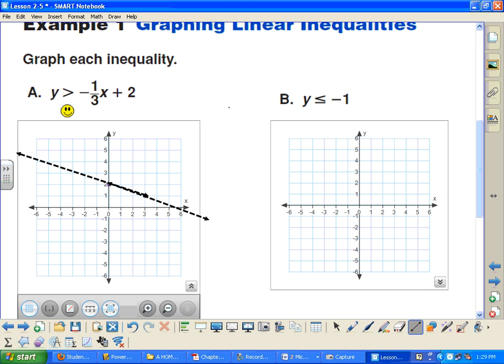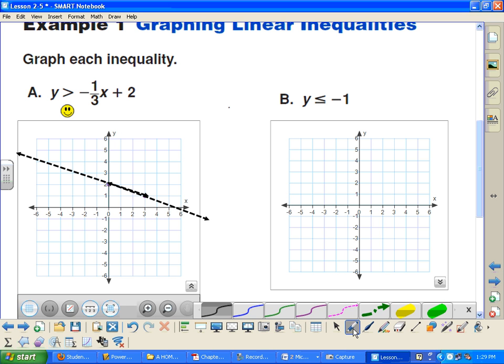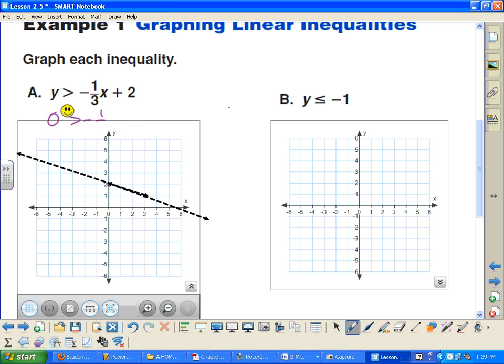Now, to determine where to shade, what's the easiest point to use? 0, 0, the origin. If I put 0 in for y and 0 in for x, it needs to be a true statement. So we're checking this point to see if it's true. If it's true, we'll shade that side of the line. If it's false, then we'll shade on the other side of the line, or above the line in this case.